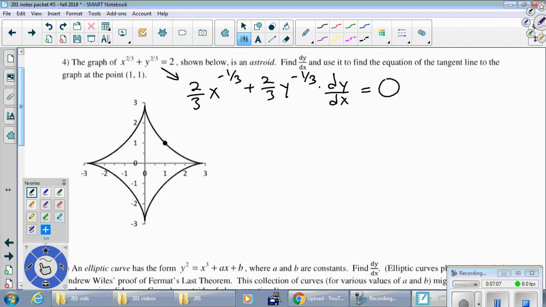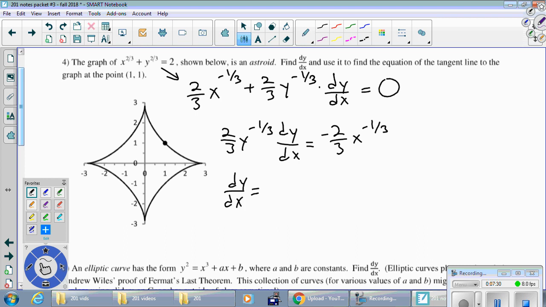And again, this one says find dy dx. That means you've got to solve for dy dx. So we'll subtract the 2/3 x to the negative 1/3 from both sides. And then we'll divide both sides by 2/3 y to the negative 1/3. So we get negative 2/3 x to the negative 1/3 divided by 2/3 y to the negative 1/3. That's it.